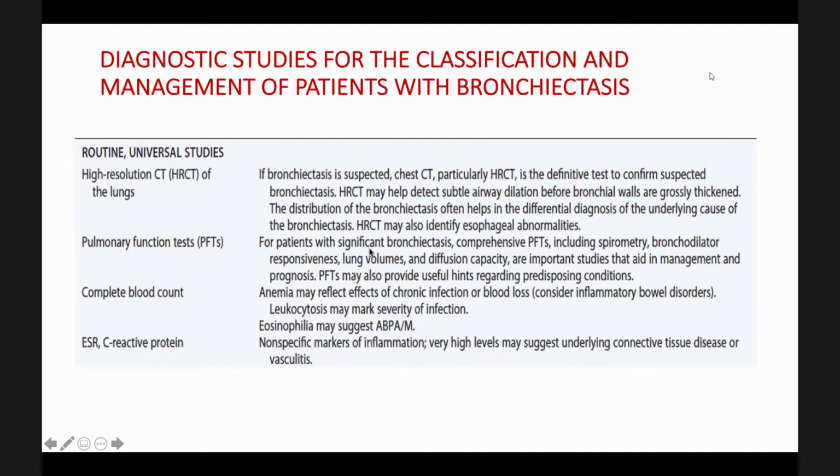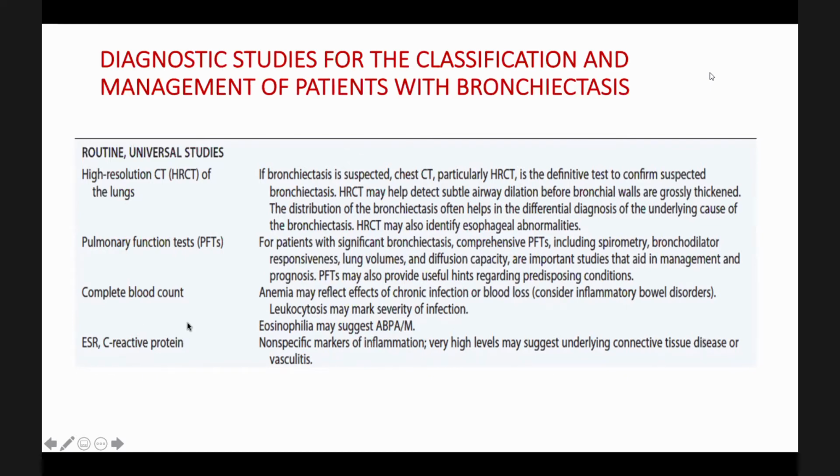Then PFTs: for patients with significant bronchiectasis, comprehensive PFTs include spirometry and bronchodilator responsiveness. Lung volumes and diffusion capacity are the important studies, and they help in the management and prognosis of the patient. Then the complete blood count: you can see anemia, which may be from chronic infection or from blood loss, considering inflammatory bowel disorders. Leukocytosis may mark the severity of infection. Eosinophilia, which you can get in allergic bronchopulmonary aspergillosis, that is ABPA.